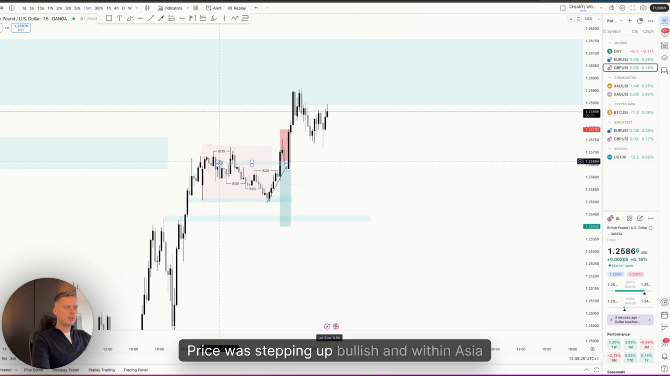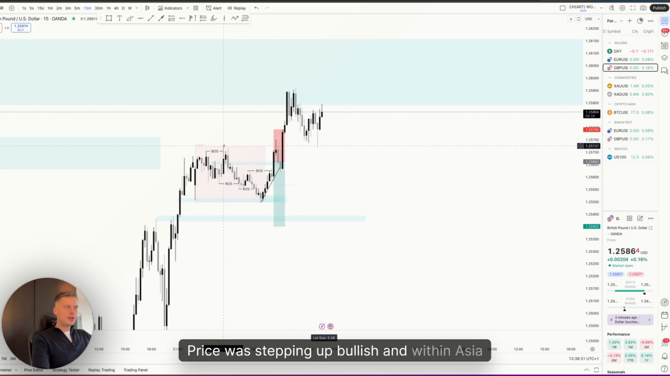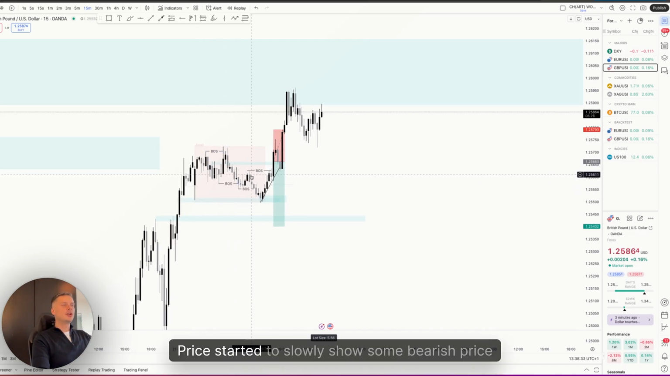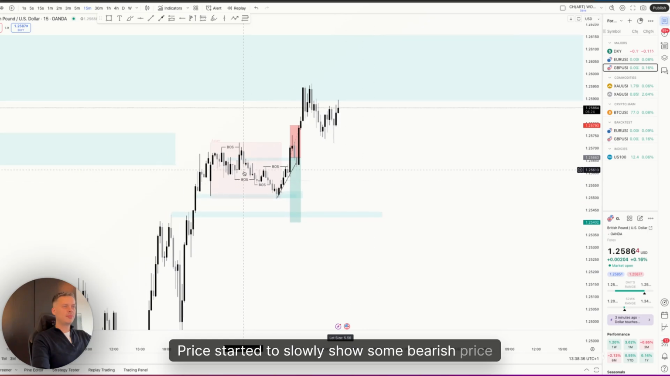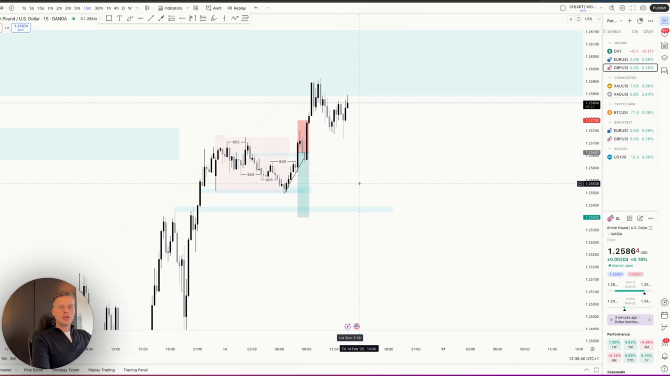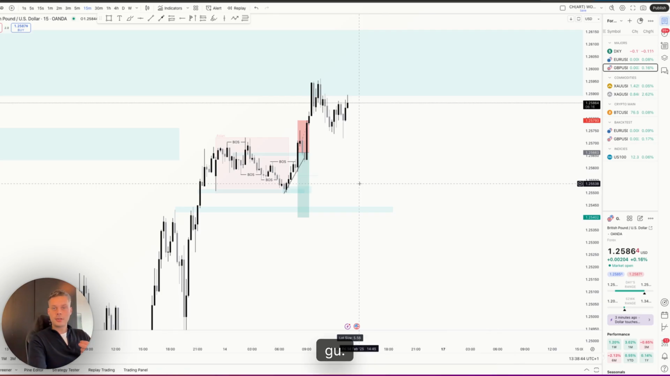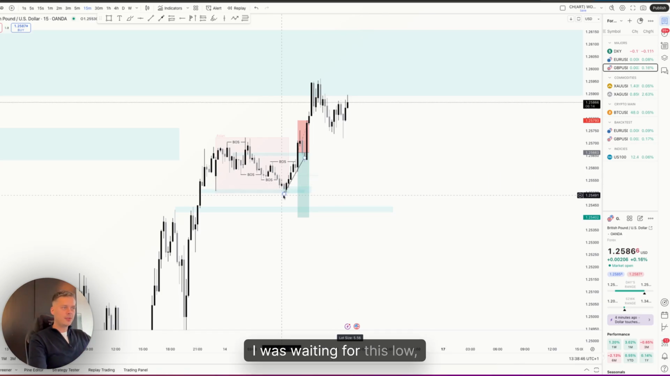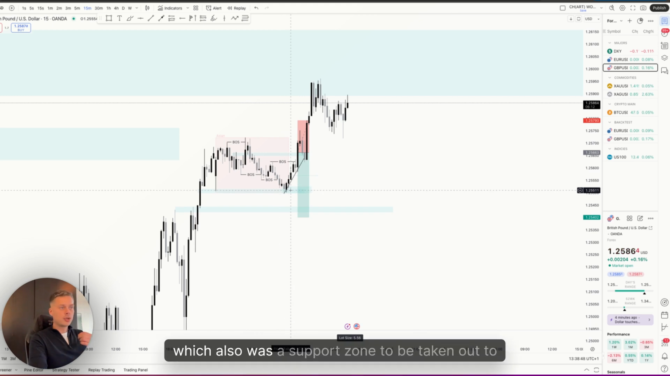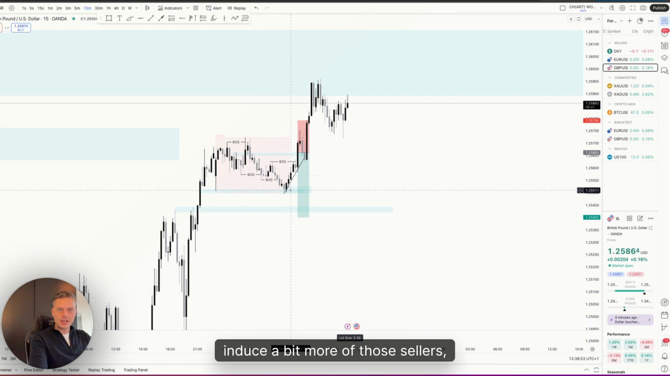Price was stepping up bullish, and within Asia price started to slowly show some bearish price action, doing bearish breaks of structure towards the downside. So my initial thought process was I want to long GU. I was waiting for this low, which also was a support zone, to be taken out to induce a bit more of those sellers to go long in the opposite direction.